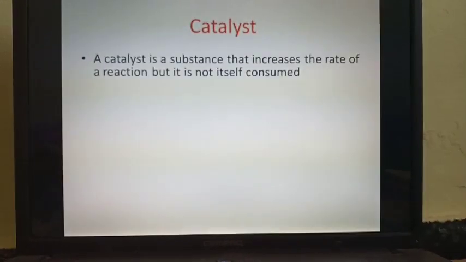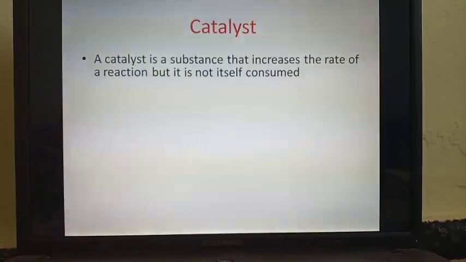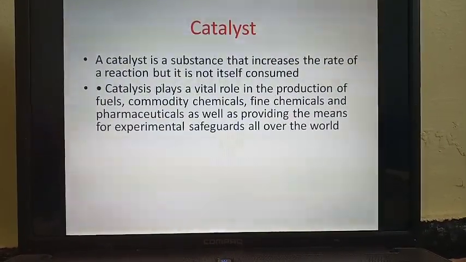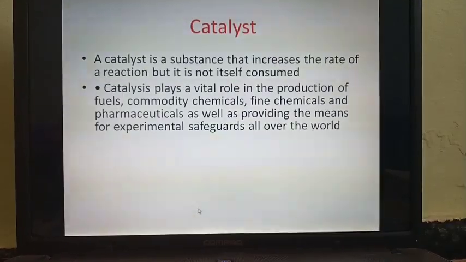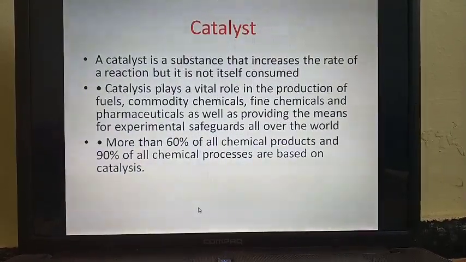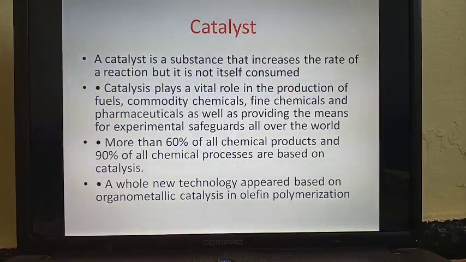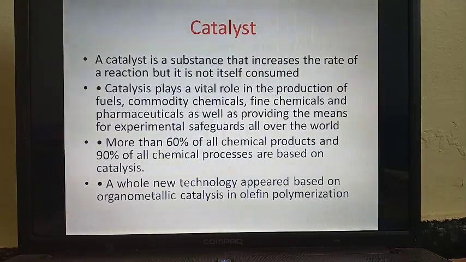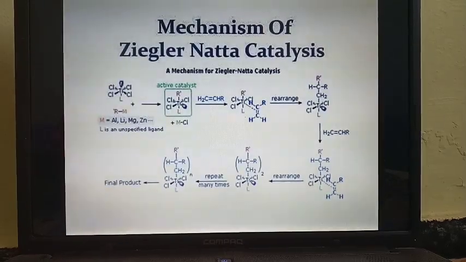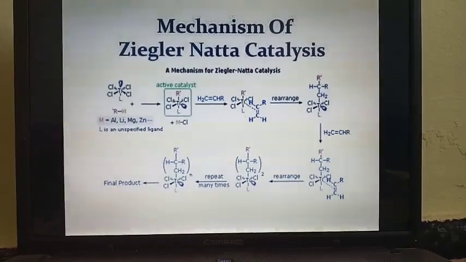A catalyst is a substance that increases the rate of a reaction but is not itself consumed. Catalysts play a vital role in the production of fuels, commodities, fine chemicals and pharmaceuticals, as well as providing environmental safeguards all over the world. More than 60% of chemical products and 90% of chemical processes are based entirely on catalysts. A whole new technology appears based on organometallic catalysis in olefin polymerization. The best example is a polymer like polythene.